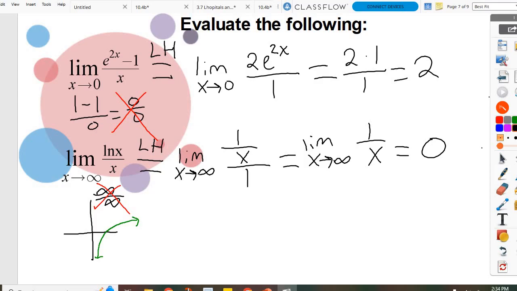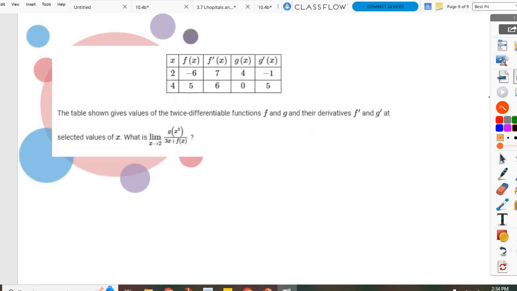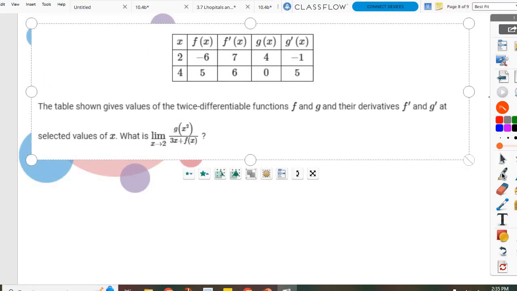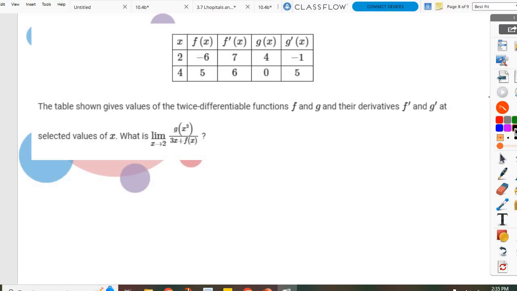What questions do we have there? Okay. Because then our last type is still L'Hopital's rule, but it's given a table. It's our favorite kind, right? Yes, no, maybe? They're not going away. There will be tables and graphs on your test on Friday, on your final next week, and on the 18th. So keep practicing that.